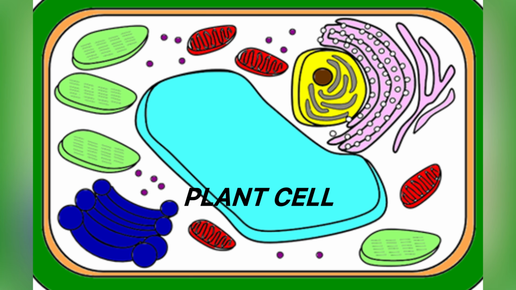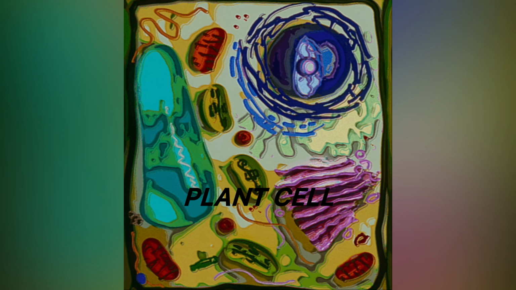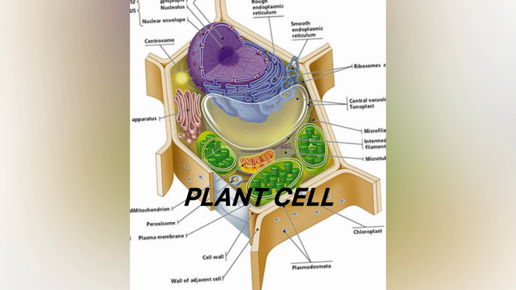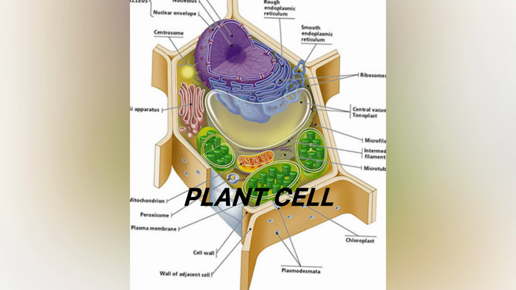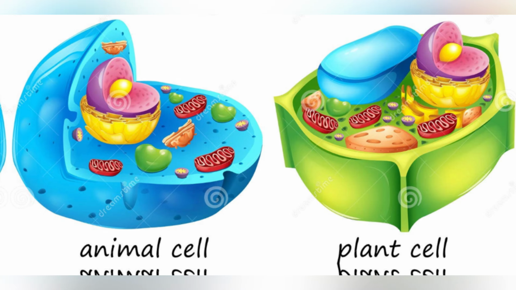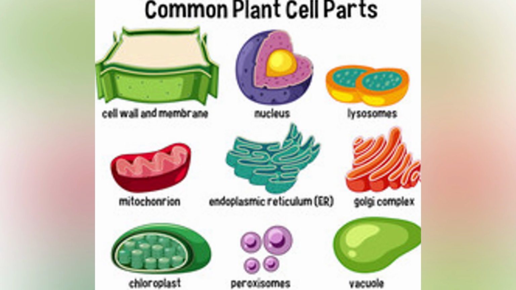Today, let's explore the amazing plant cell, the tiny factory of plants. A plant cell is the basic unit of life in plants. It is eukaryotic, meaning it has a nucleus and other membrane-bound organelles. Plant cells are unique because they have structures for photosynthesis and rigidity, which animal cells don't have. Let's see the parts of a plant cell and their functions.